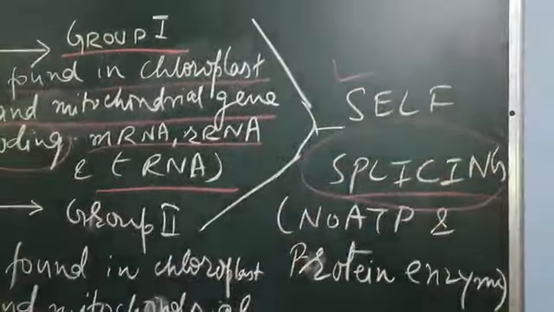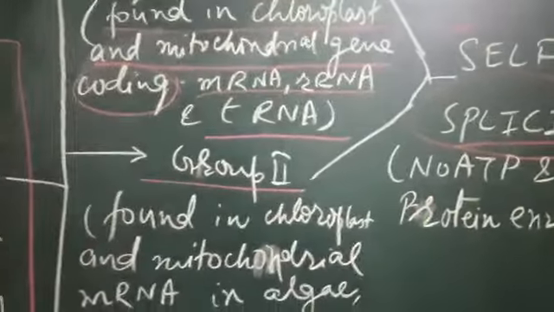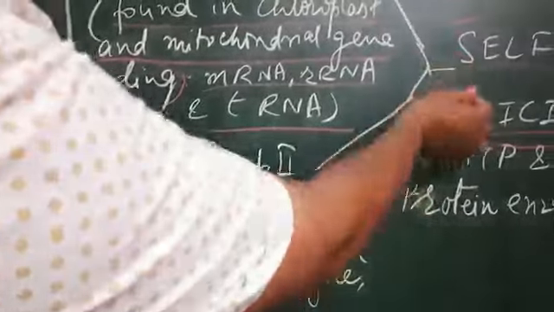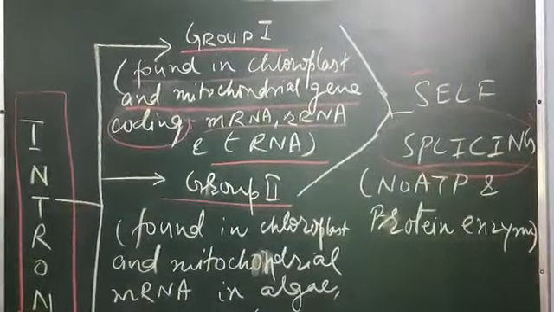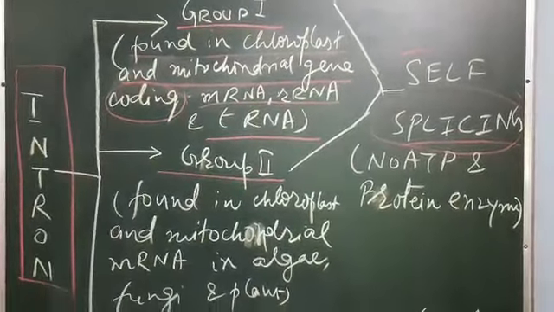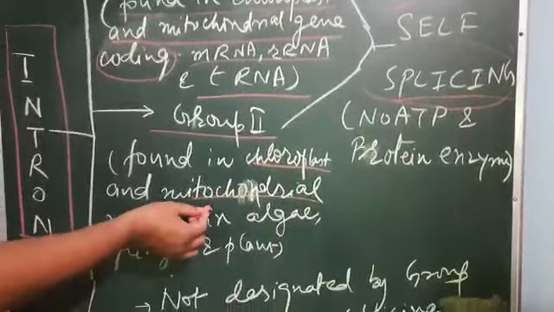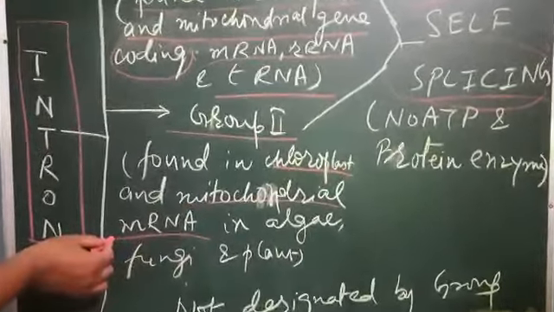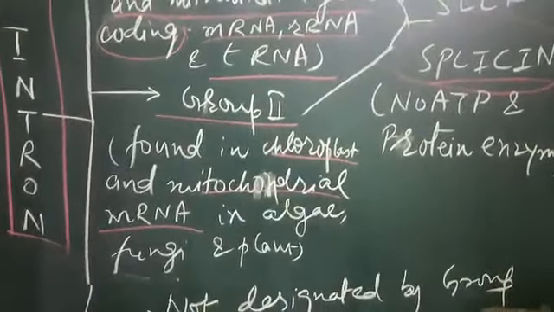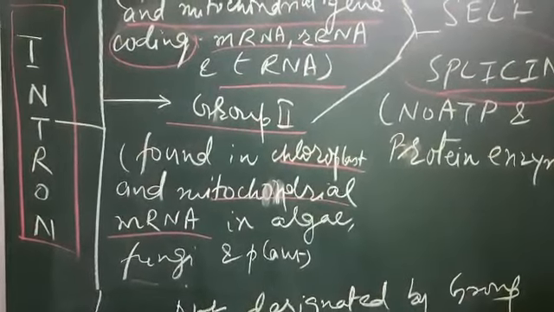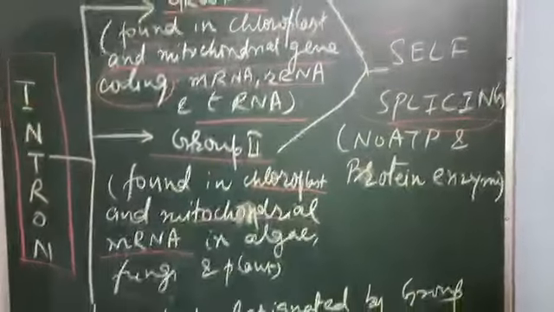So they undergo self-splicing. Similarly, you have group 2. Group 2 also undergoes self-splicing, and no ATP and protein enzymes are involved during the splicing process. These are found in chloroplast and mitochondrial mRNA of plant origin, that is algae, fungi and plants. So these are the two groups designated as group 1 and group 2.